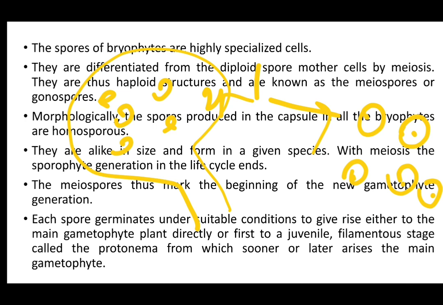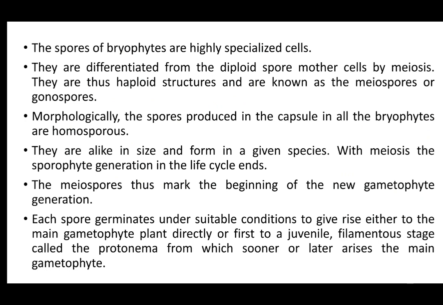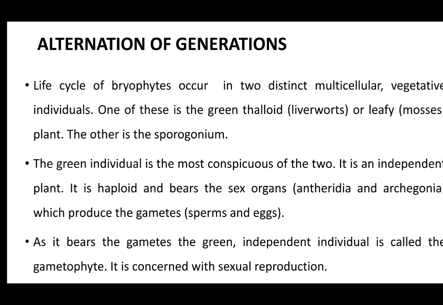But in the case of pteridophytes, some pteridophytes show heterospory, or they are heterosporous. That means they produce two types of spores which are physiologically and morphologically different. But bryophytes are homosporous in nature. Each spore under suitable conditions gives rise to the main gametophytic plant. So that is the overall picture of the gametophytic and sporophytic phases of the life cycle.